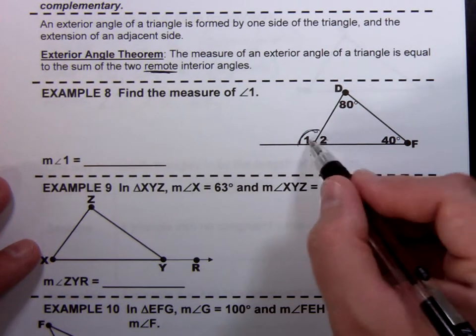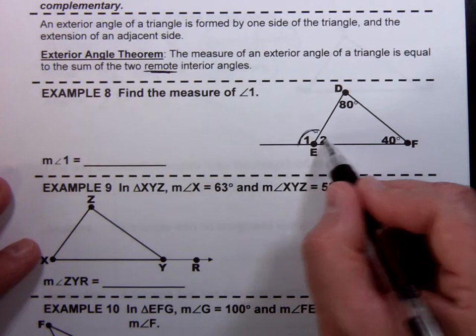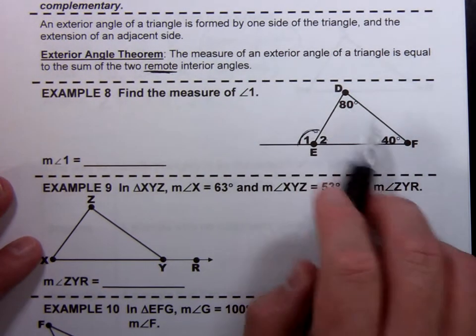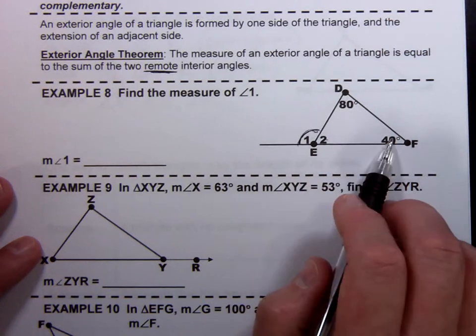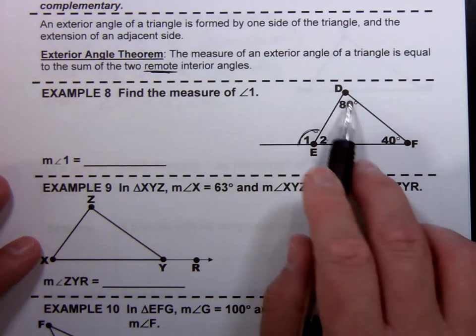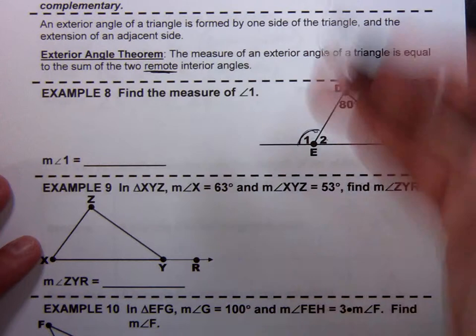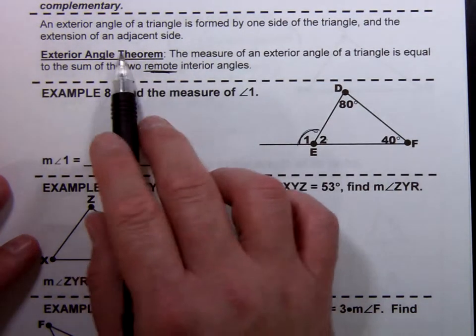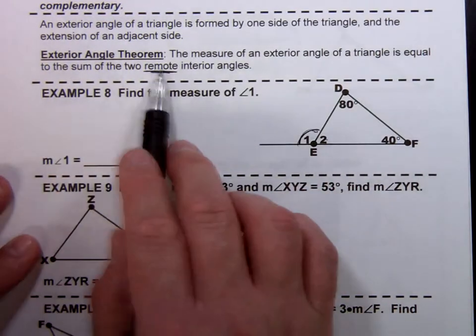This is like the person standing right next to the television. They're side by side, right in front of each other. So these 2 interior angles are the remote interior angles. They're the interior angles that have a distance from that exterior angle. Okay? So an exterior angle is equal to the sum of the 2 remote interior angles.